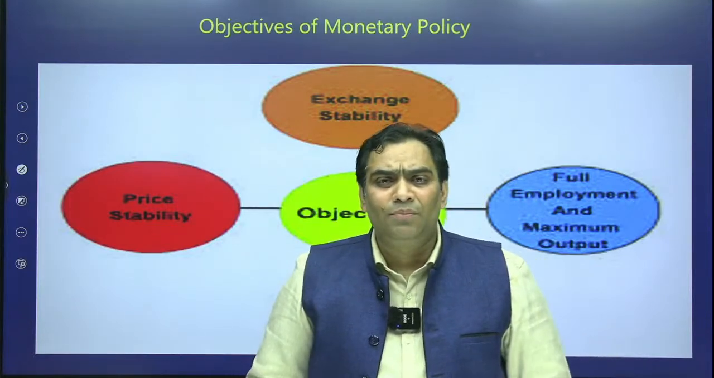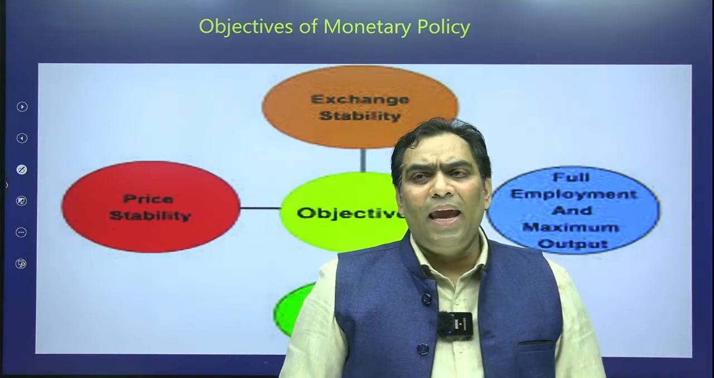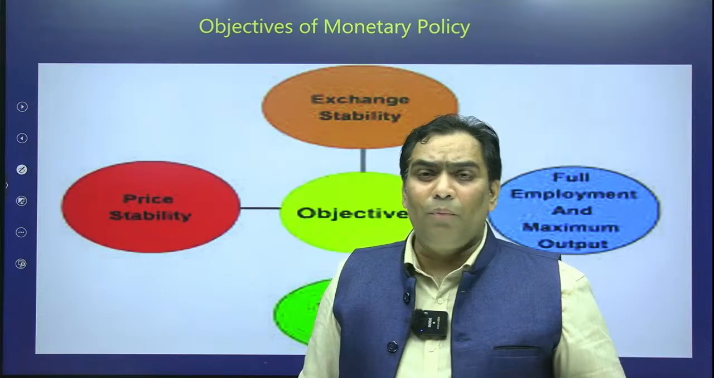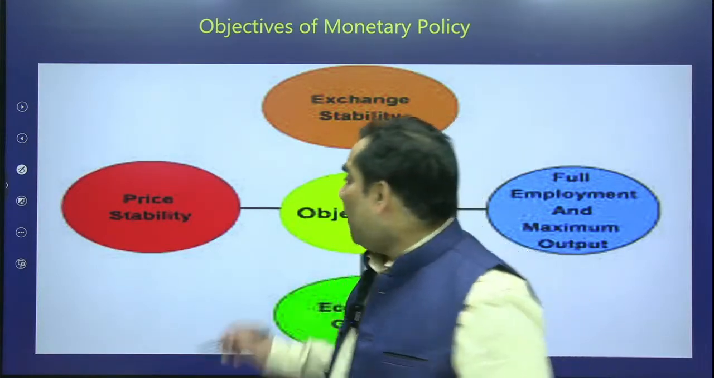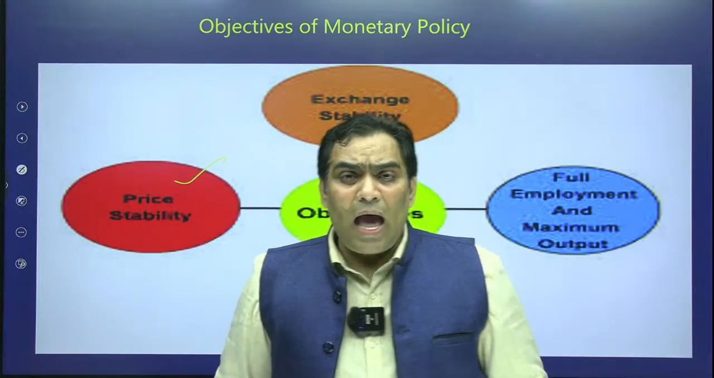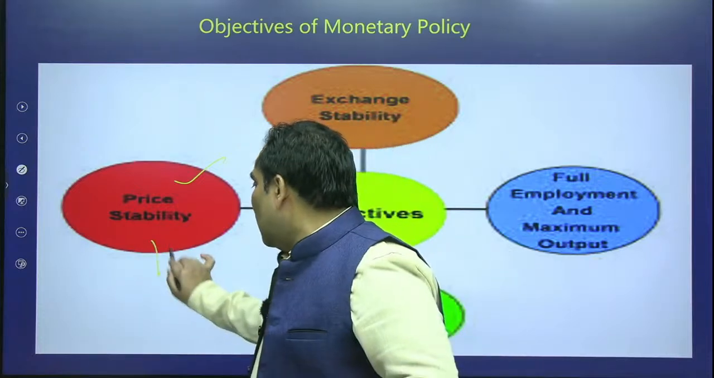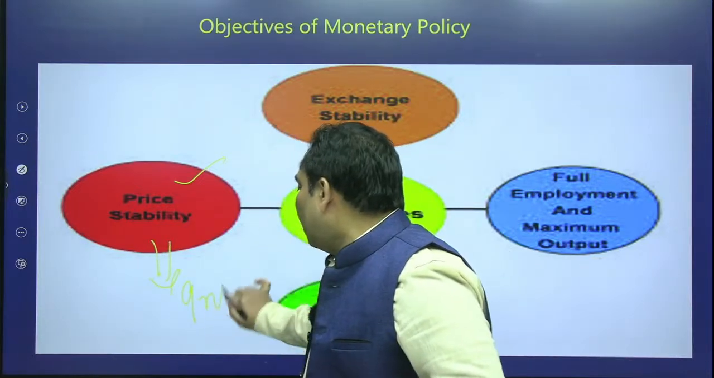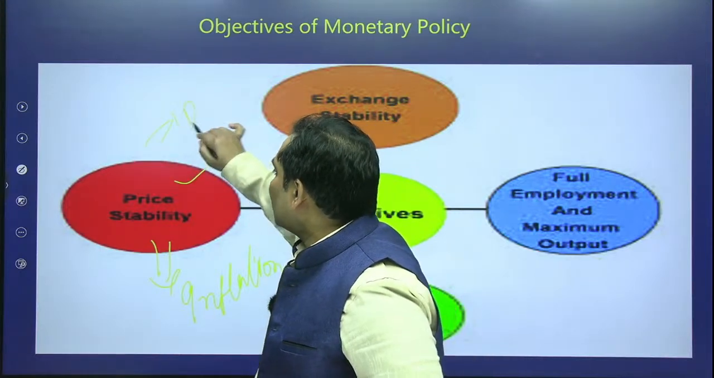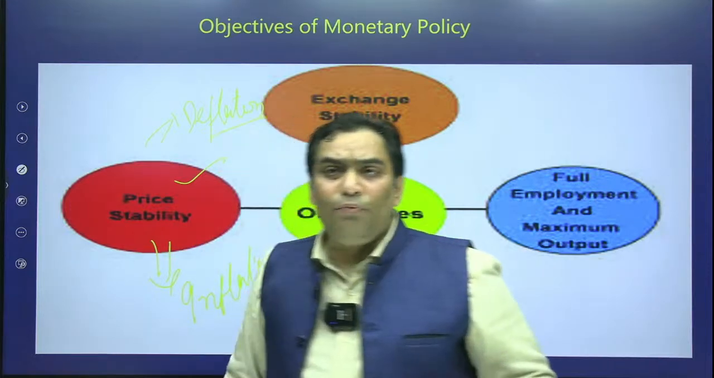As I said, in the RBI Act 1934, it was mentioned that the prime objective of monetary policy is to have stability in price. So the prime objective is price stability. RBI will try to maintain price stability, meaning neither there should be inflation nor should there be deflation. That is the meaning of price stability.